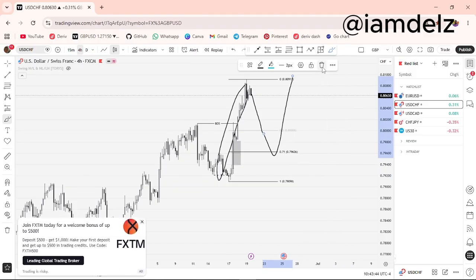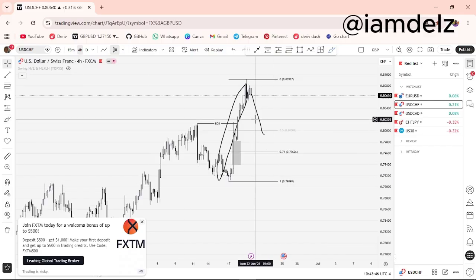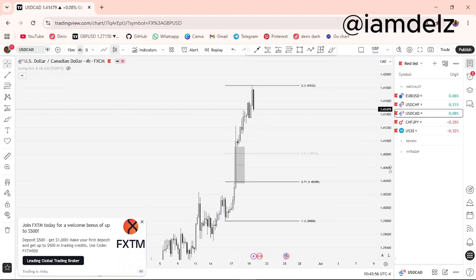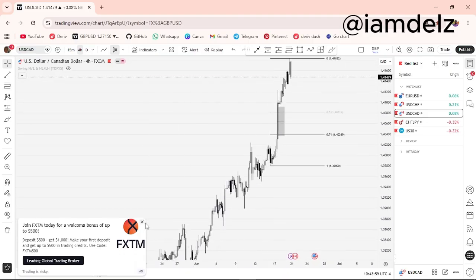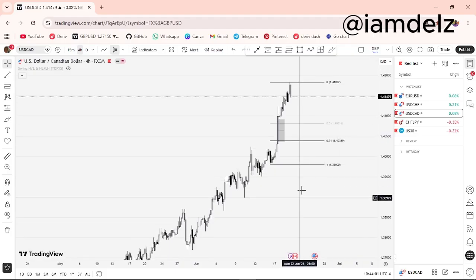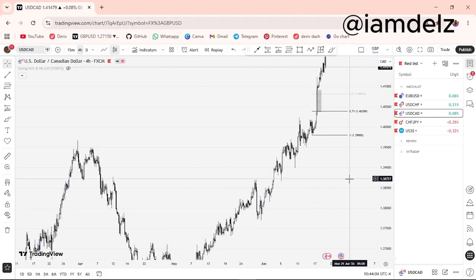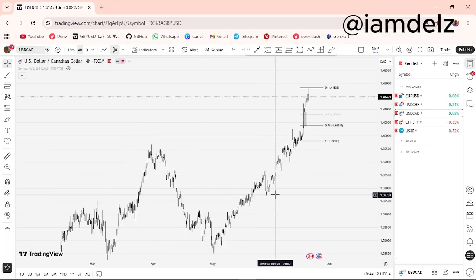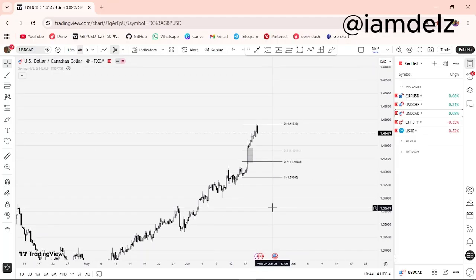So yeah, that's it for USDCHF. The USDCAD is quite similar as well. This one right here is also a continuation setup. You can see how price has been bullish on USDCAD lately. Yes, it cannot always be like this, but until then we'll keep following the trend.